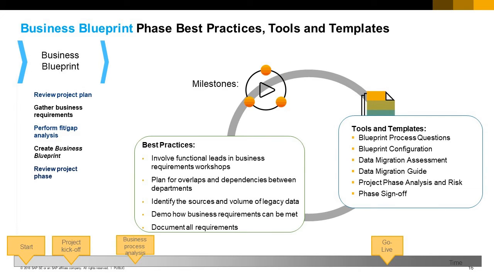The recommended SAP best practices for this phase are: conduct workshops with the customer functional leads from each business area or department. In these workshops, you should analyze the detailed steps in each of the customer's processes. In addition to major processes such as sales, purchasing, and service, you should cover reporting and financial processes. When scheduling the different workshops, plan for overlaps and dependencies between departments.